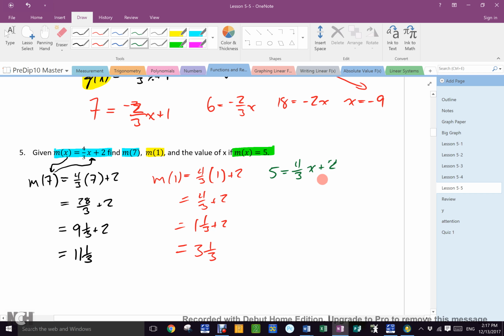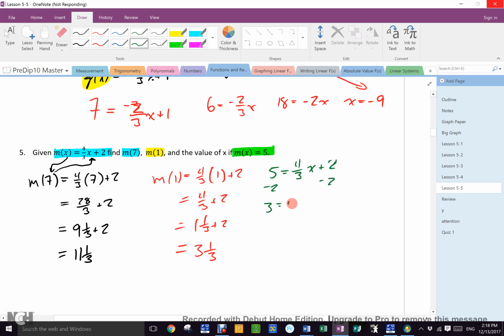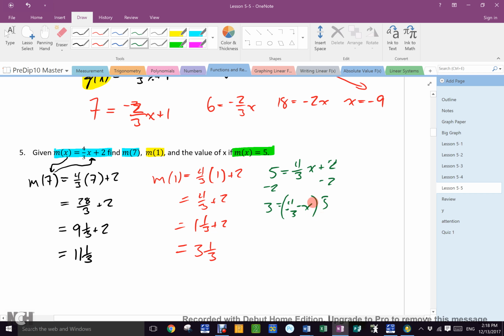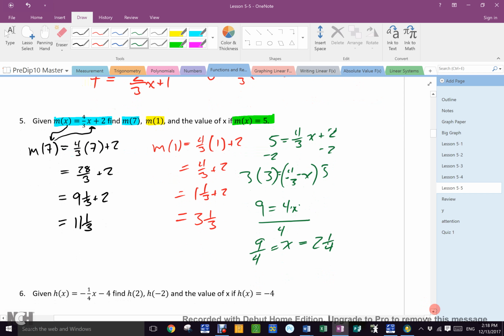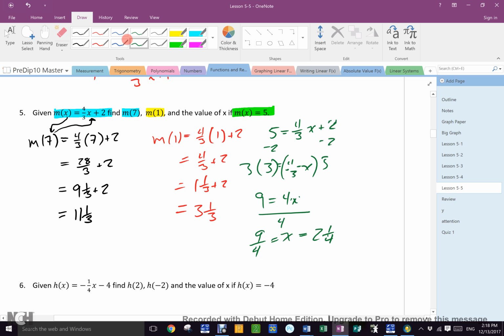What do I do with the 2? Take away 2 on one side. Now what? You could divide by 4/3, but you guys are bad at doing that in your heads. So I would do it step by step. Multiply by 3. 9 equals 4x. Now what? 9 over 4 is equal to X. Which would be 2 and 1/4. 2 and 1/4.